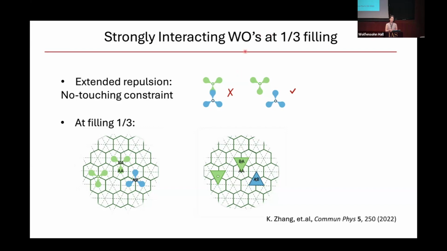However, if you consider 1/3 filling, this is what we've noticed in this paper. If you consider 1/3 filling, you have a nice situation where you can avoid any of this kind of touching or contact interaction and spread out these Wannier orbitals. Without doing any calculations, I said I'm not going to make you do calculations after lunch, you can already see that this is going to be some sort of an incompressible state.